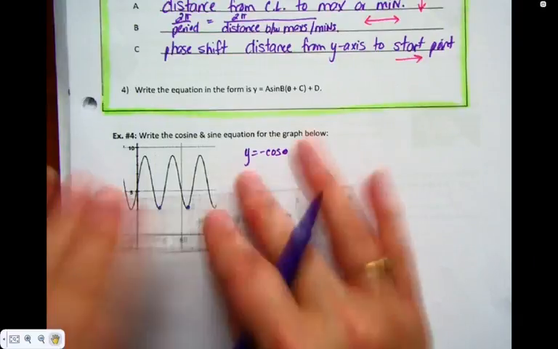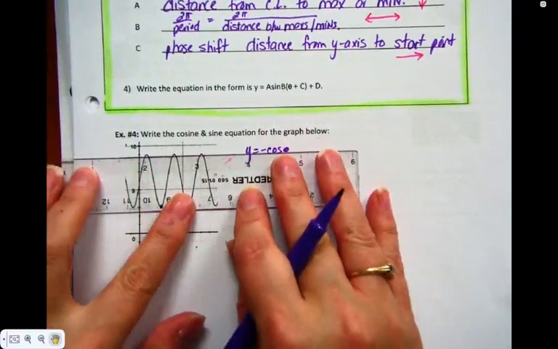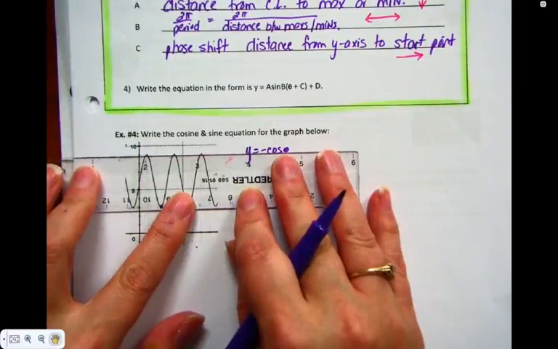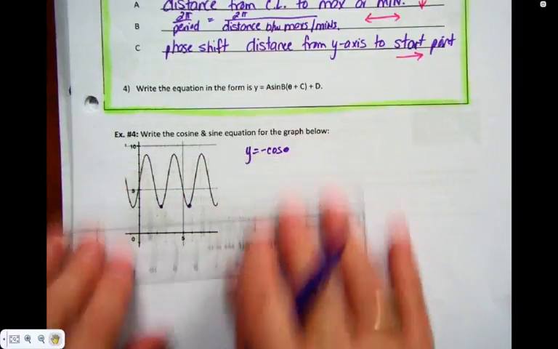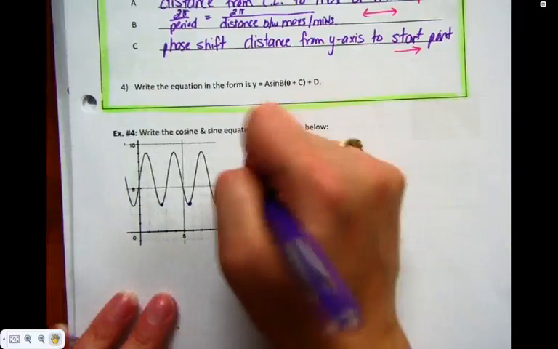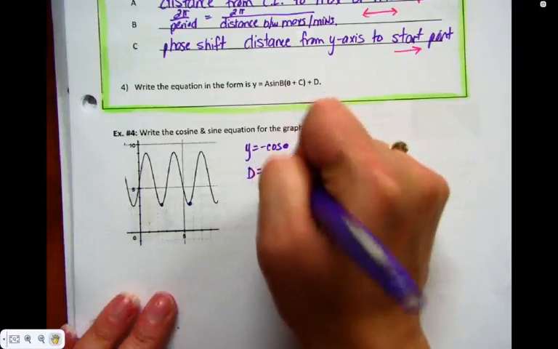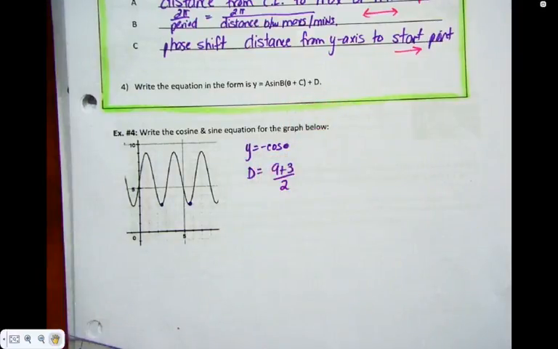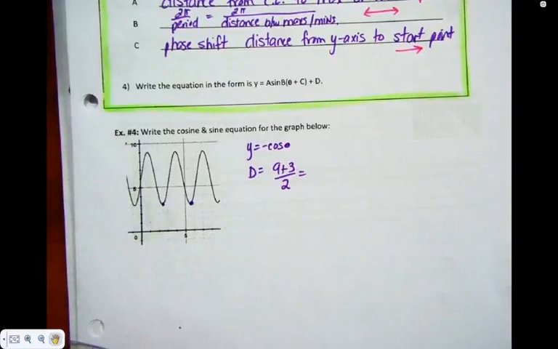Center line, which is really the D value, we go from a max. Okay, so what's the highest value we have? 9, I heard someone say. And the lowest value? 3. So the D value becomes 9 plus 3 divided by 2. 9 plus 3 divided by 2.